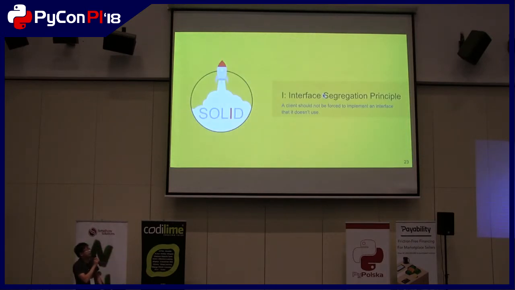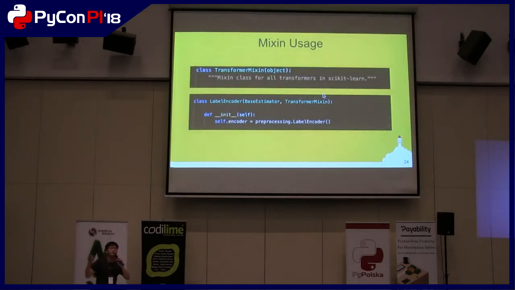And the interface segregation principle is more of a programming part. That means you only do the things you want. Don't do all the things by inheritance. So in scikit-learn, maybe someone used scikit-learn before, there are a lot of mixins in scikit-learn, like TransformerMixin or LinearRegression mixin. So we apply this principle in our system. Like a label encoder, we don't need to predict. We only need to transform. So we just mix TransformerMixin into the code.